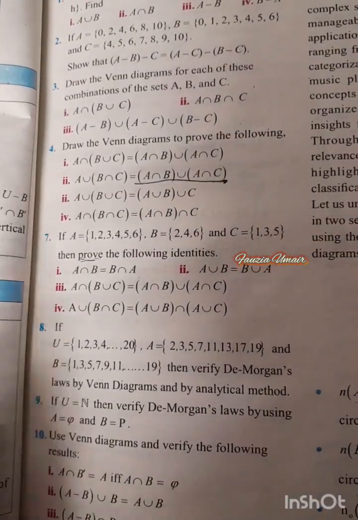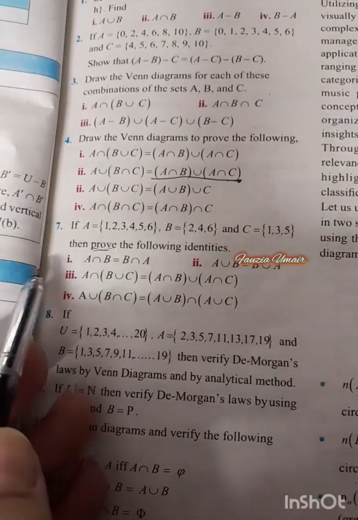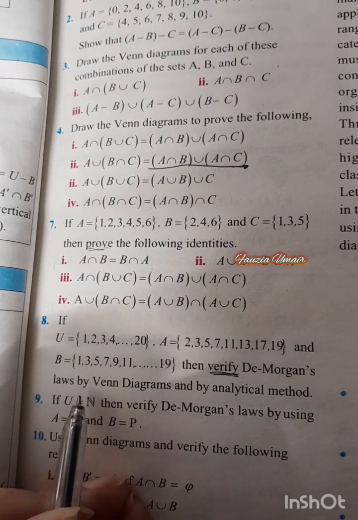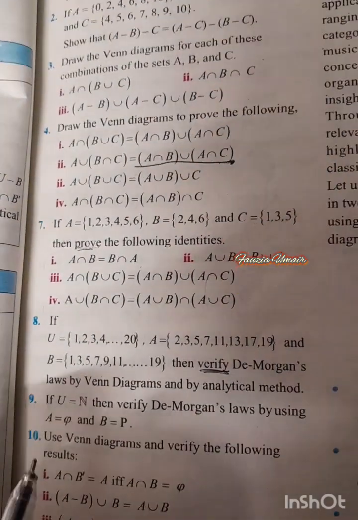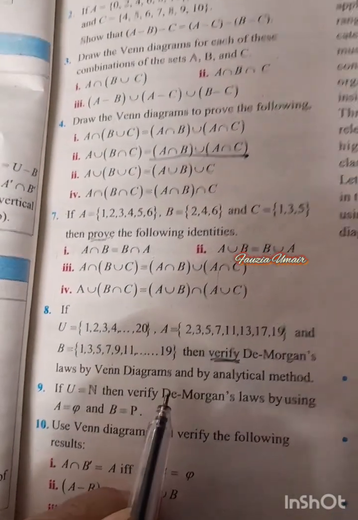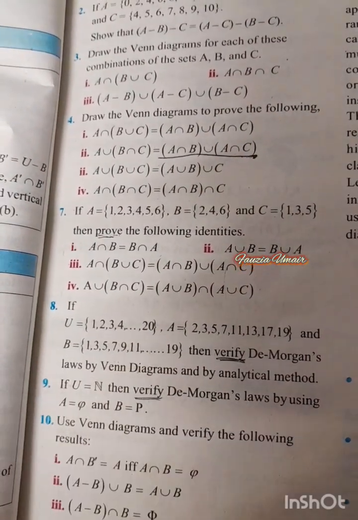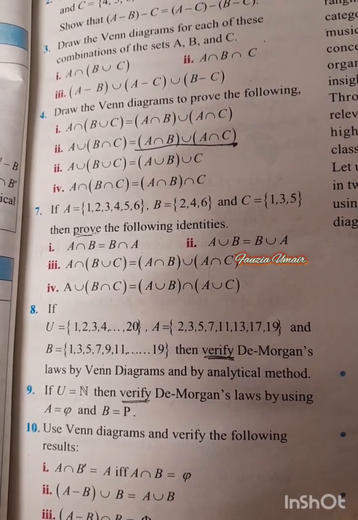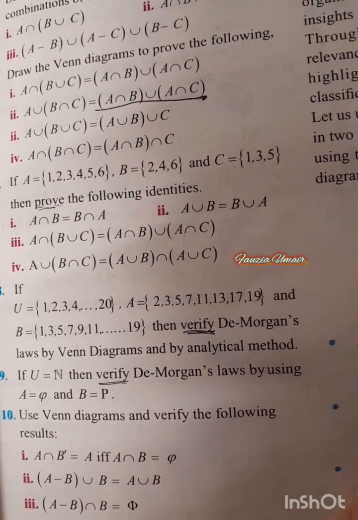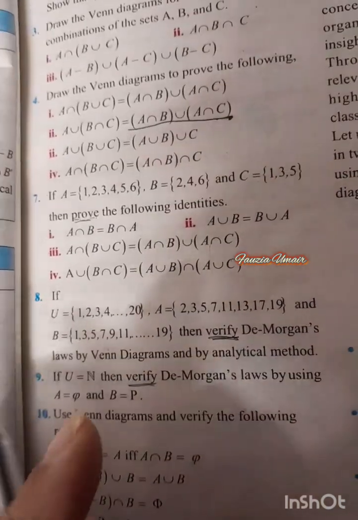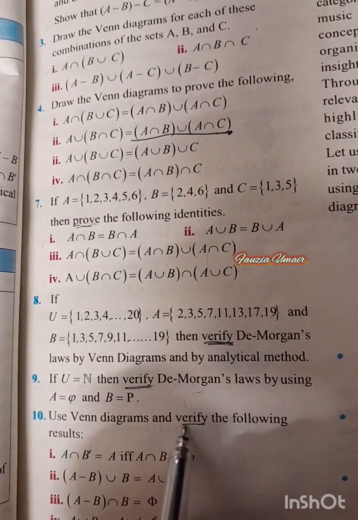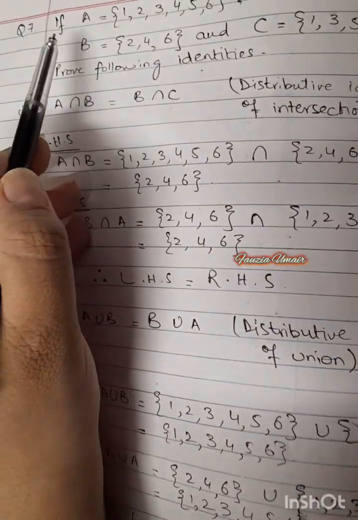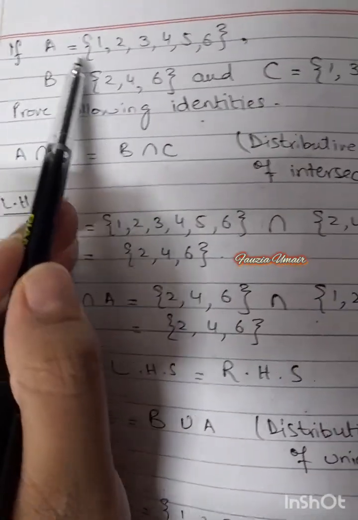These questions are questions of proof. In proof, basically you need to prove that left hand side answer is same as right hand side answer. So in the 8th question and in the 9th question as well, you can see it's all about verification or proof. So you need to prove that two sides are equal based on the given question. In the last question you can see that it is also a verify question, but the difference in question number 10 is that it is a Venn diagrams question. So let's start with question number 10.